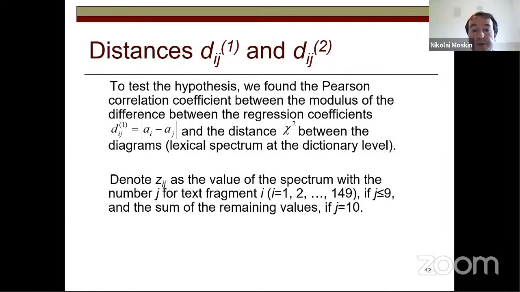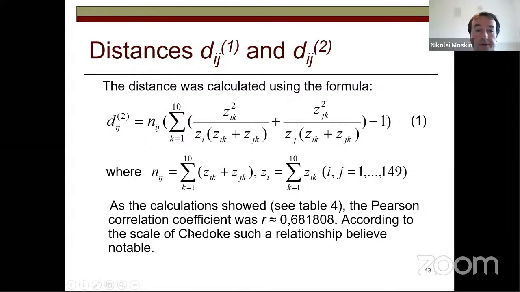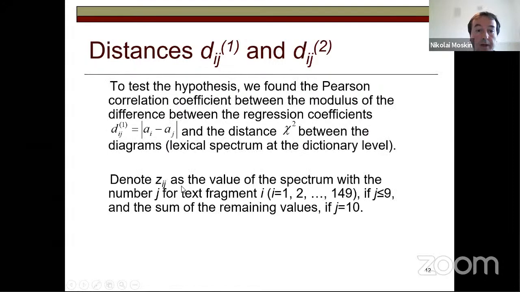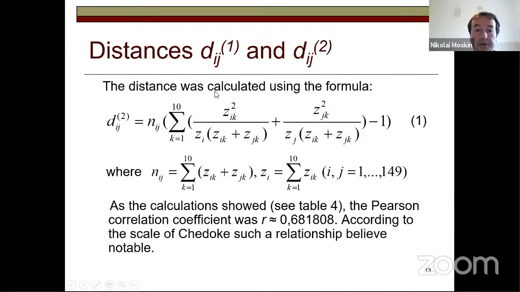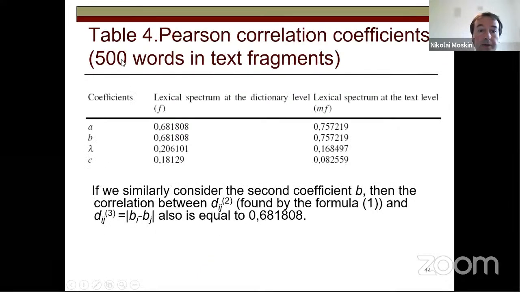To test the hypothesis, we found a Pearson correlation coefficient between these models and the chi-squared distance in the diagrams. You can see how to calculate the first and how to calculate the second. This is a chi-squared distance. As the calculations showed, the Pearson correlation coefficient was this value. According to the Chaddock scale, such a relationship is considered notable. In table 4, you can see different correlation coefficients.